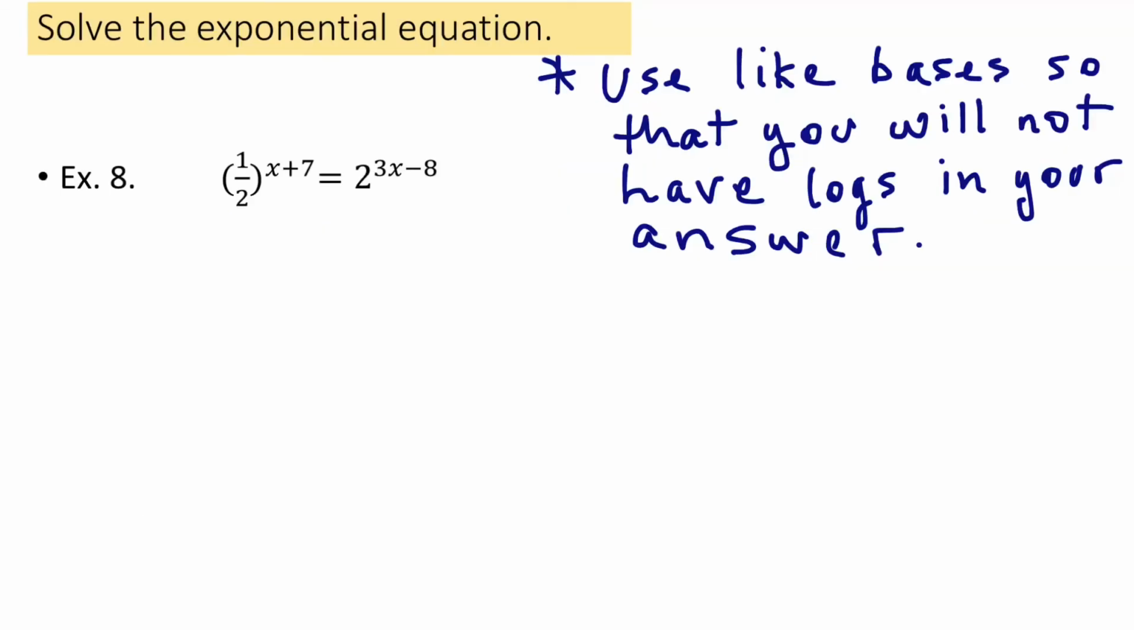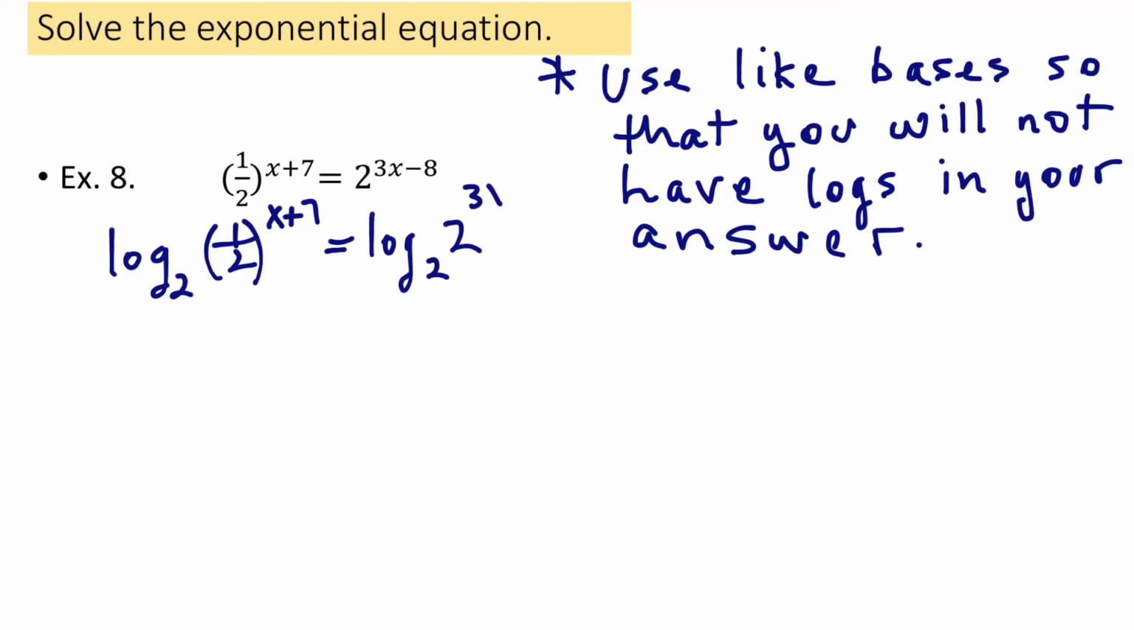All right, so here's another problem where we can use like bases, and we're going to do that. So I'm going to say use like bases so that you will not have logs in your answer. So I'm looking at these bases here, 1 over 2 and 2, and they are related exponentially. All right, so I'm going to say 2 is the base I want to choose. All right, so I'm going to say log base 2 of both sides. So log base 2 of 1/2 raised to the x plus 7 power is equal to log base 2 of 2 raised to the 3x minus 8 power.